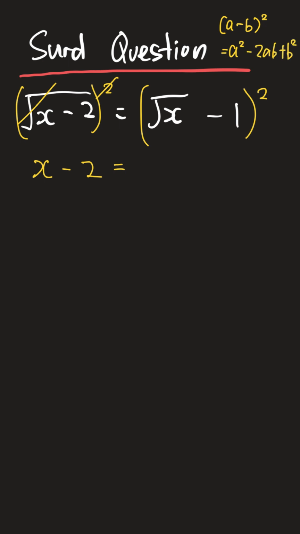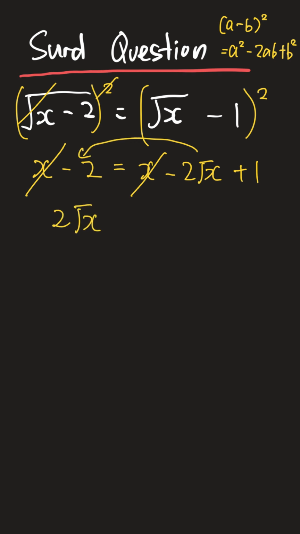So because of this logic, I will just expand this one. I square root x, I will get x. Then minus 2 multiply square root x, then you will get minus 2 square root x. And then negative 1 squared is positive 1. Alright, then both sides have only one x, I can minus them, no more x. And then I'm going to move the negative 2 square root x to the other side, become positive 2 square root x. And then for this minus 2, I'm going to move to the other side, become plus 2, isn't it?